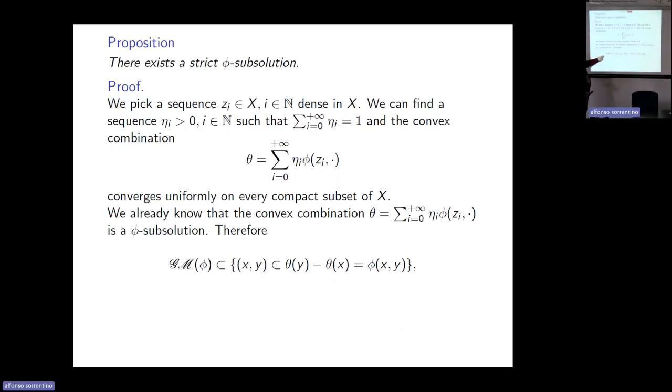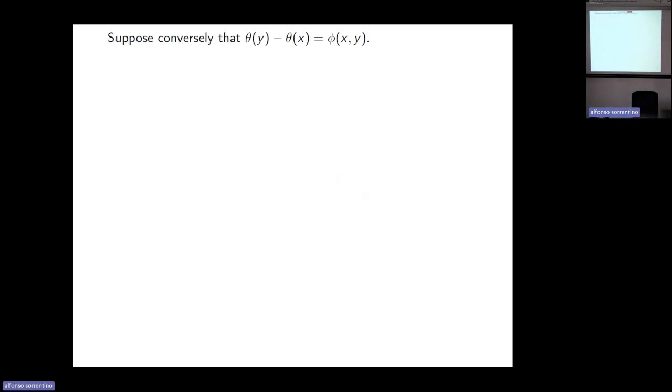And therefore, we know that the mother graph is contained in the set of points xy such that theta y minus theta x is phi of xy. This inclusion is true for all phi subsolutions. So we have to prove the converse. Suppose that theta y minus theta x is phi of xy.